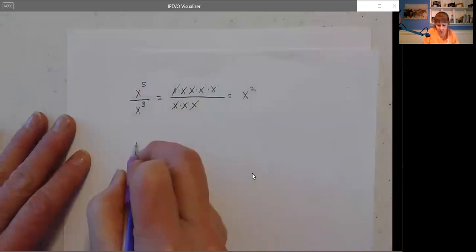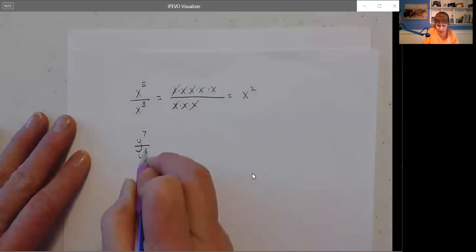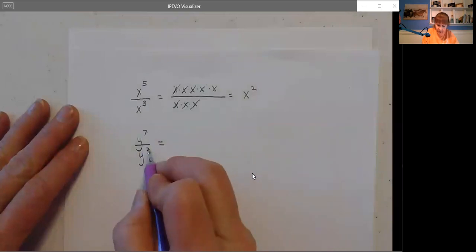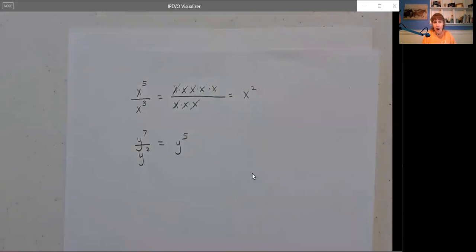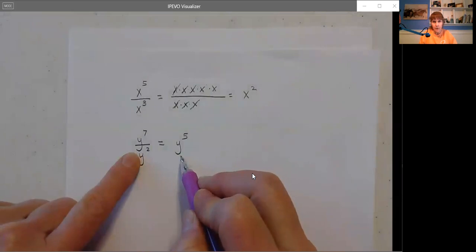All right, let's go to our y's. Let's say we have y to the 7th over y squared. You could write out 7 y's and 2 y's and cancel, or realize that 7 minus 2 is 5, y to the 5th. All right, now, another thing: I subtracted the exponents, but I put the y to the 5th in the numerator. Why did I not put it down here where the y squared was?